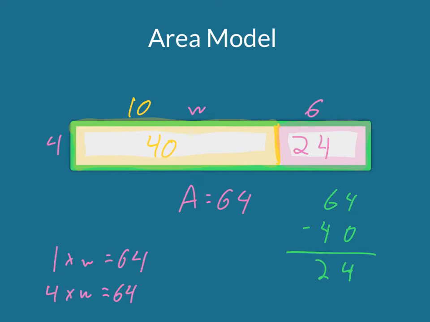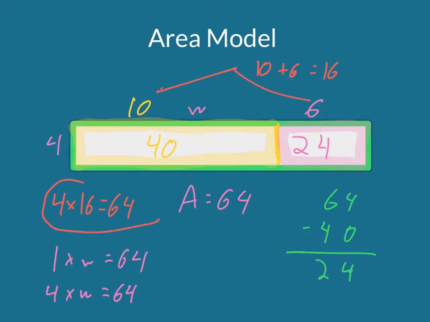Which is great. So if the yellow box is 10 wide and the pink box is 6 wide, how wide is the green box? Simple math again would tell us all we're going to do is combine these two numbers, and 10 plus 6 gives us 16. And now I know that 4 times 16 gives me 64. I'm doing pretty well. It's making sense, and some of us get this.